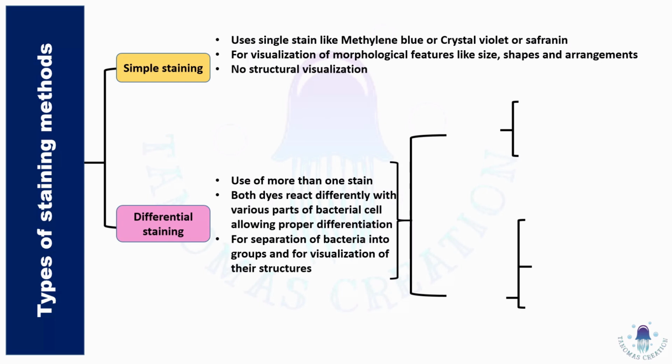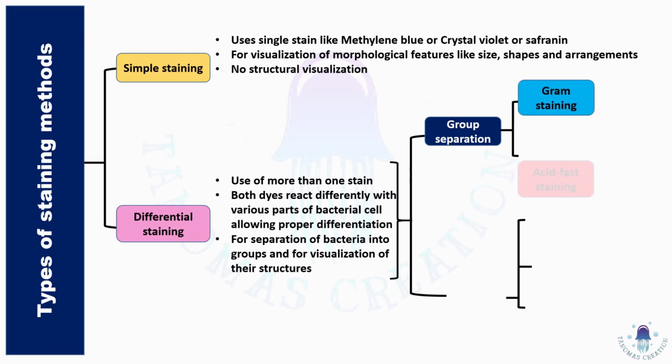To overcome this con, differential staining was developed. Differential staining uses more than one stain. Both the dyes react differently with various parts of the bacterial cell, allowing proper differentiation. That is, it functions for separation of bacteria into groups and for visualization of the structures. So it can be divided into two categories broadly. One is group separation.